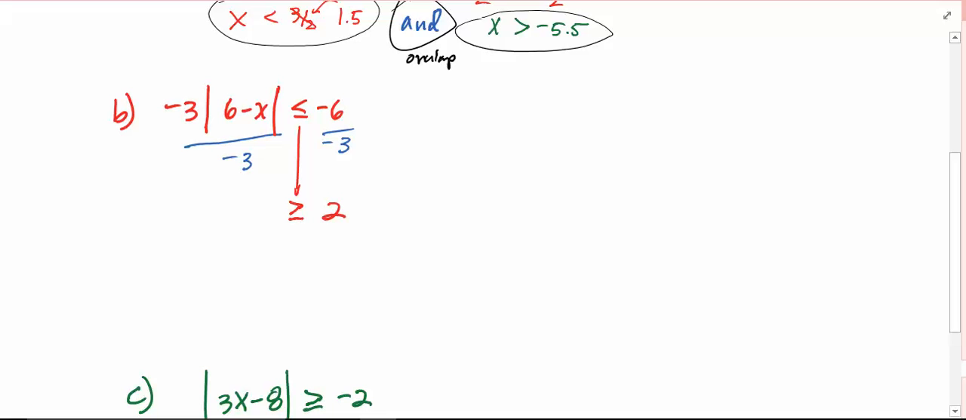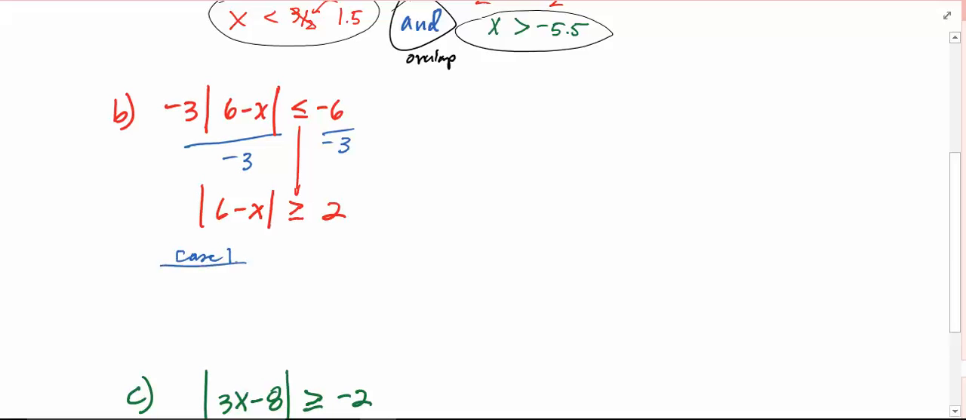So that's going to be a 2 there, and I keep my absolute value intact until I've gotten it into one isolated absolute value. All right, so I have greater than or equal to 2. Now I'm going to write my two cases.